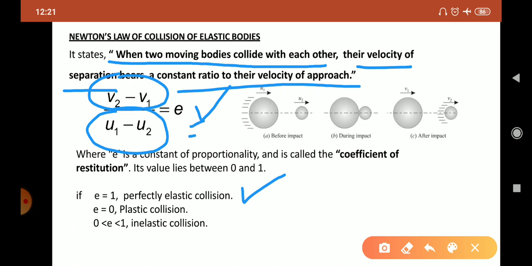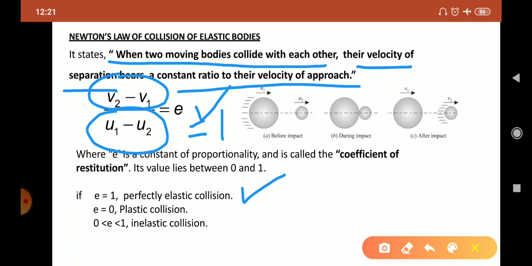What does it mean? It means whenever a collision occurs between two elastic bodies, their relative velocity after collision and before collision will always be equal. So when they are equal, you will always get the ratio equal to 1. Now if a plastic collision occurs between the bodies, this E value will be equal to 0. Why is this E value equal to 0 for plastic collision? Because for plastic collision the velocity of separation will be 0.